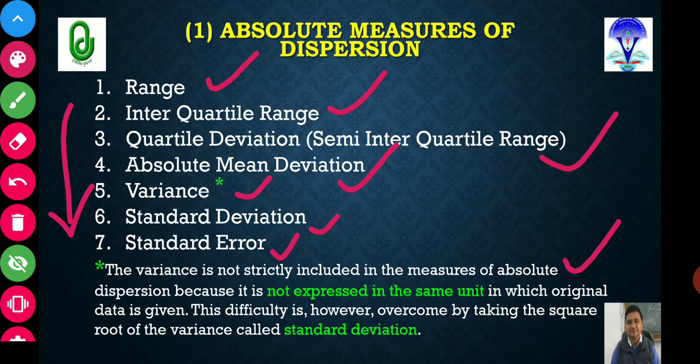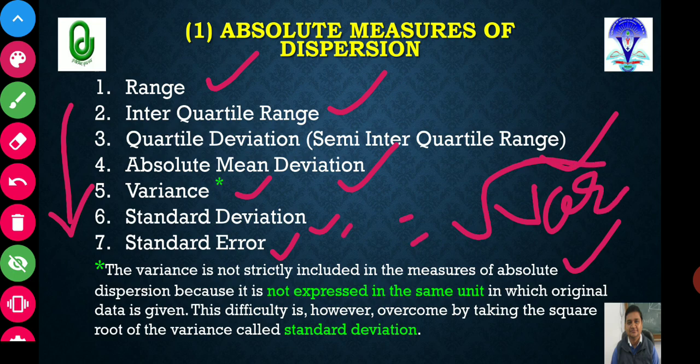So to overcome this, if we take the square root of the variance, then it is converted into standard deviation, and this standard deviation comes under the absolute measures of dispersion. So hopefully, why variance is not an absolute measure of dispersion, and why standard deviation is an absolute measure of dispersion, is very clear to you.